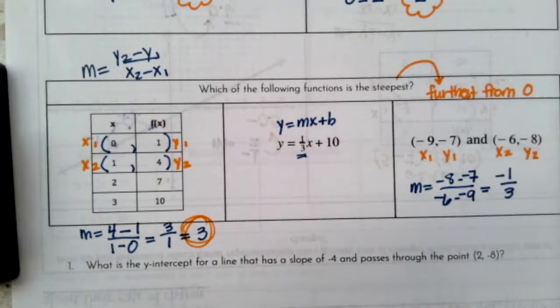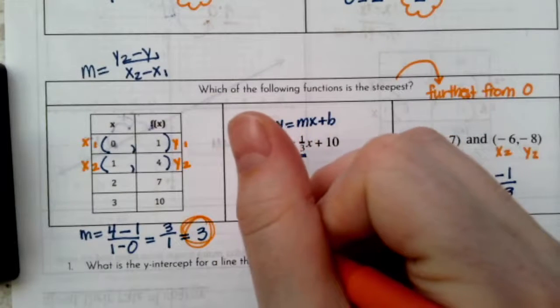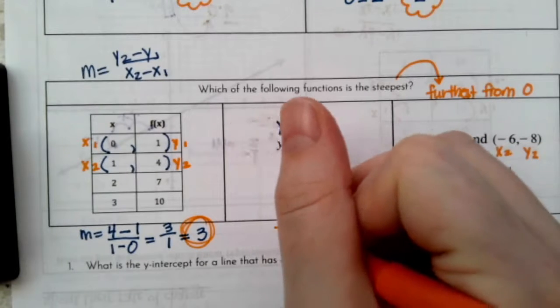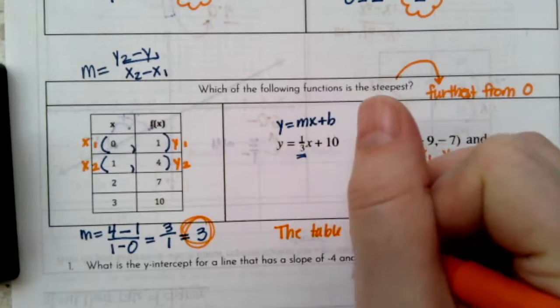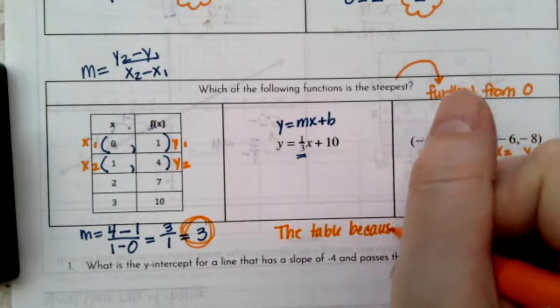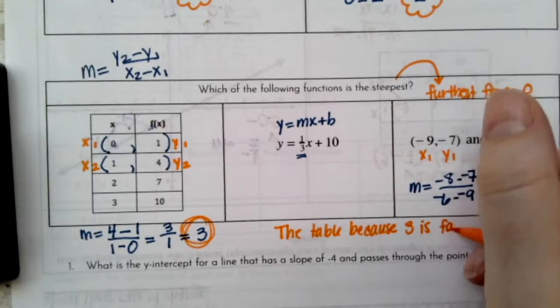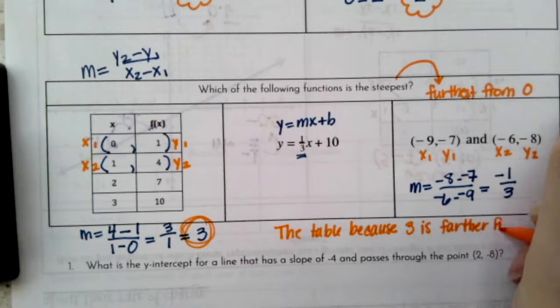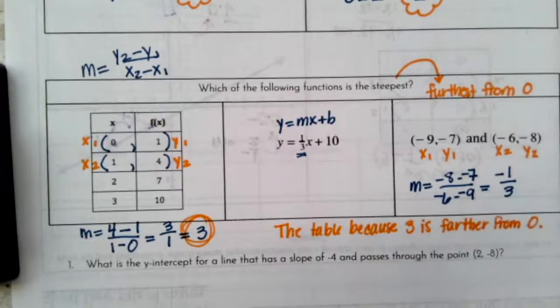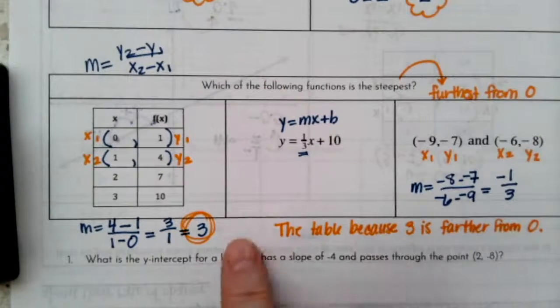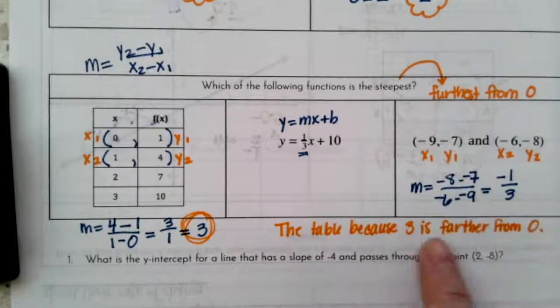And so quickly just write a sentence and say, which of the following functions is the steepest? The table, because 3 is farther from 0. And that's always your reason why, is the distance from 0. So the table is the steepest because 3 is farther from 0 than 1/3 and negative 1/3.